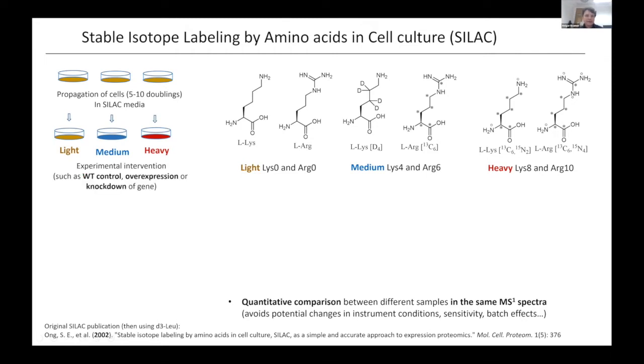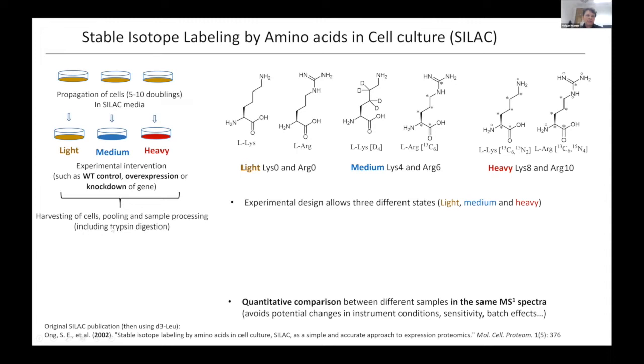And then once we are satisfied that the labeling is sufficiently complete, let's say 95% or greater, then we can perform an actual experiment. So this could be a wild-type control population of cells, then a set of cells where we overexpress a gene, and then another set of cells where we perform knockdown of that same gene. And then once we've concluded that biological experiment, we can wash the cells, harvest them, and actually pool them.